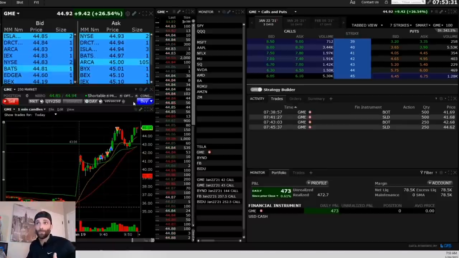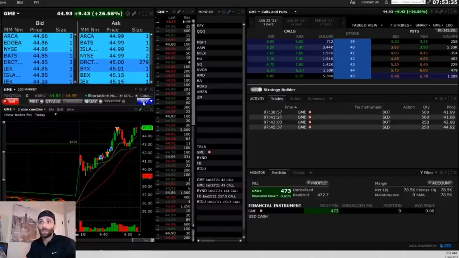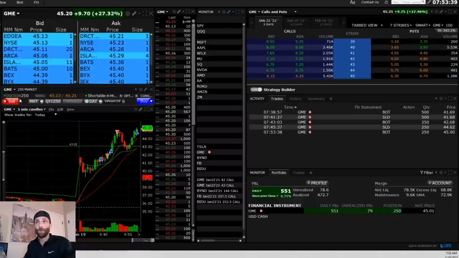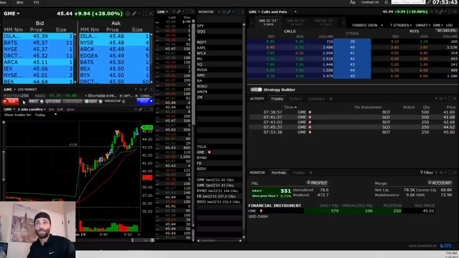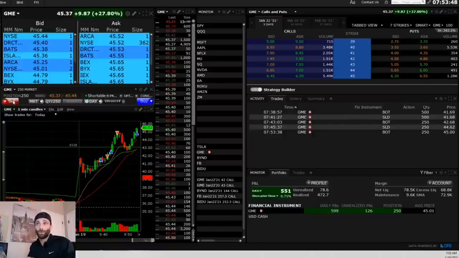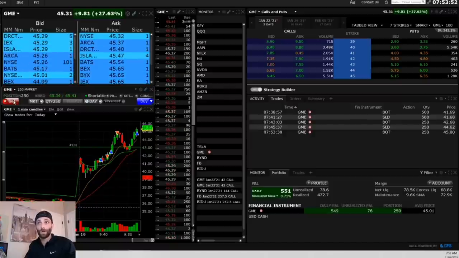So coming up to 45, still has a lot of size on the offer, and you'll see the tape really start to speed up. So buyers are taking out that seller like crazy. Right there, breaks the 45, instantly bids up like 30 cents, and now I just wanna see this stay above. Ideally, I was looking for right around a point, but it got a very quick move, and as you can see, 45.52 had some size there, and that's kinda where it ended up struggling and stopping.